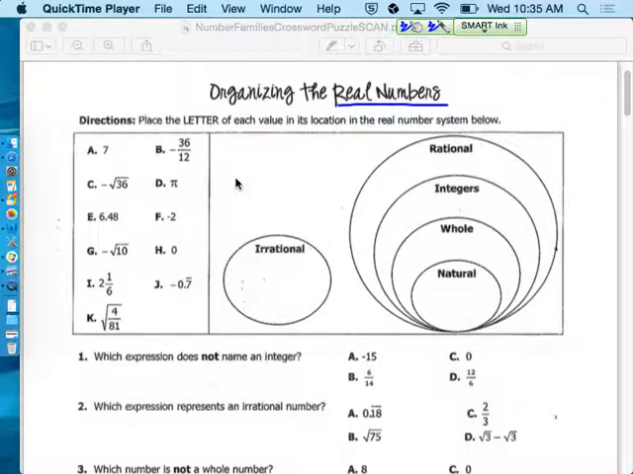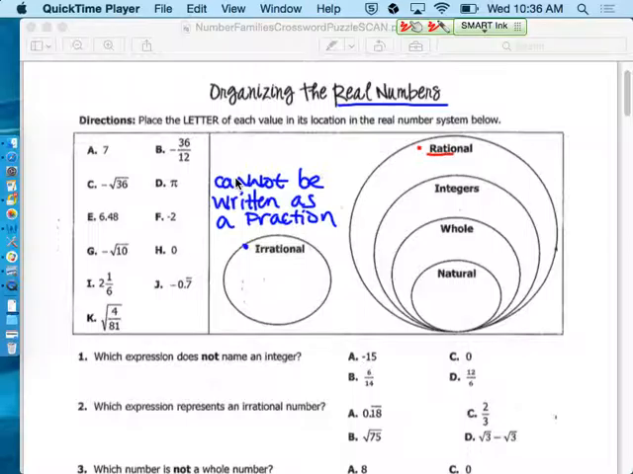The two main subsets under real numbers would be irrational and rational numbers. An irrational number cannot be written as a fraction. A rational number, the root word of rational is ratio, so a rational number can be written as a fraction.